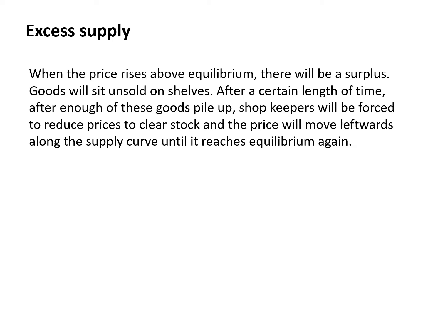When the price rises above the equilibrium, there will be a surplus. Goods will sit unsold on shelves because no one would like to buy at a higher price. After a certain length of time, after enough of these goods pile up, shopkeepers will be forced to reduce the prices to clear the stocks, and the price will move what? Leftward along the supply curve until it reaches the equilibrium again.